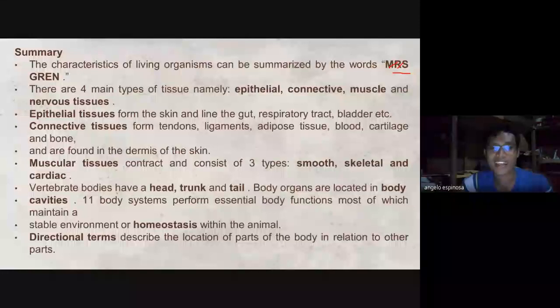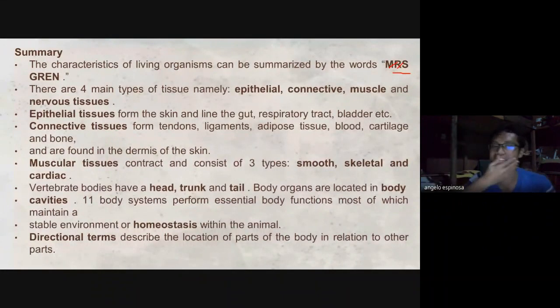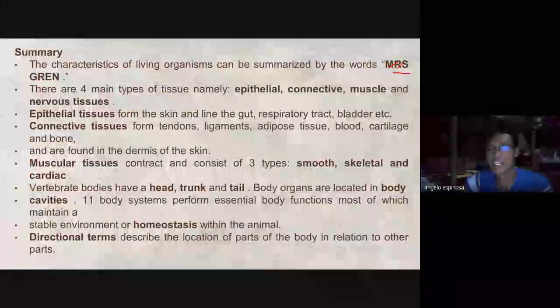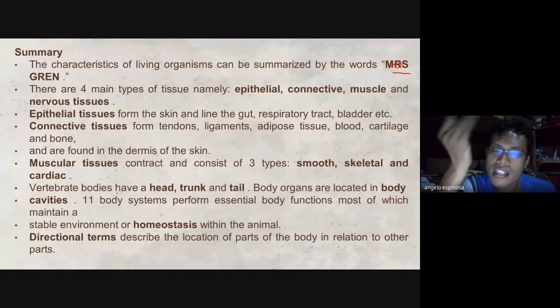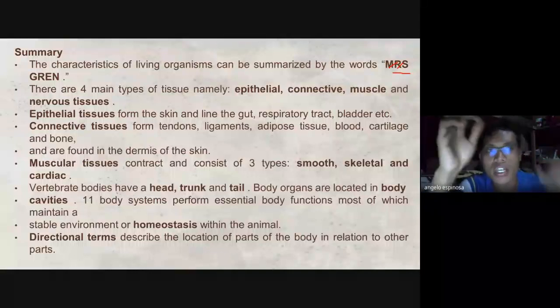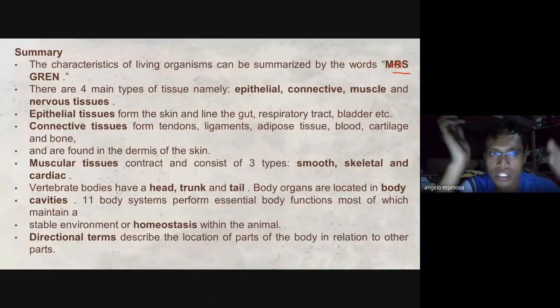M for movement, R for respiration, and then S is sensitivity. Yan, sensitivity. And letter G is for growth. And R is for reproduction. And E for excretion. And N is for nutrition. Again, M for movement, R for respiration, S for sensitivity, G for growth, R for reproduction, E for excretion, and N for nutrition.